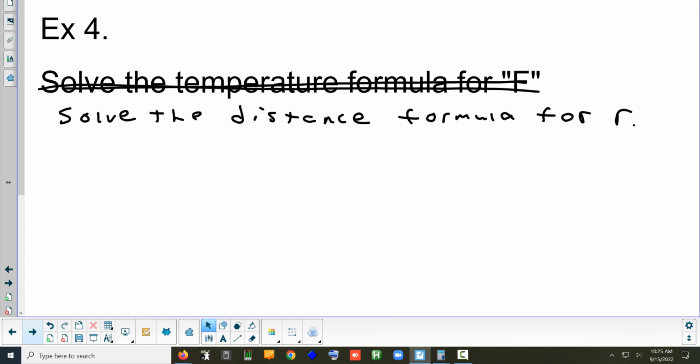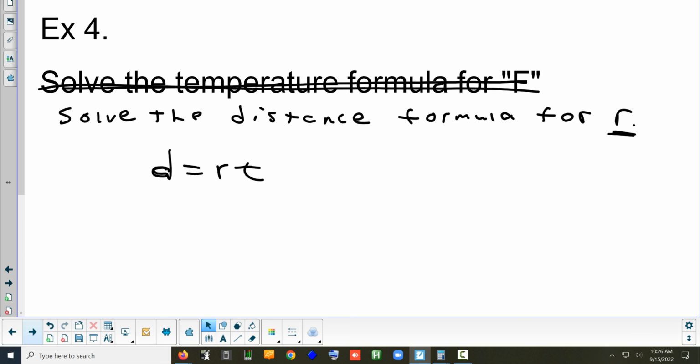First, can someone remind me, what's the distance formula? Right, distance equals rate times time. So they want us to take this formula and solve it for R. That means get the R by itself. What is next to the R that we don't want? What do we have to get rid of? Yep, time. We have to get time on the other side.